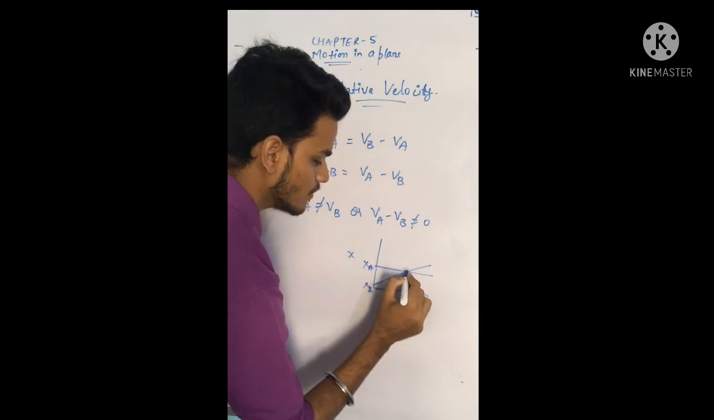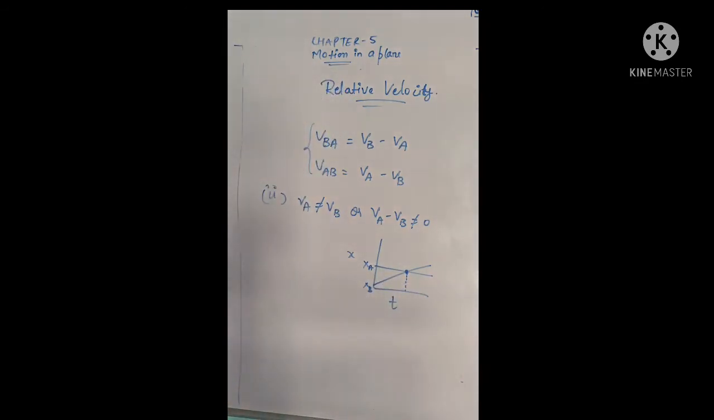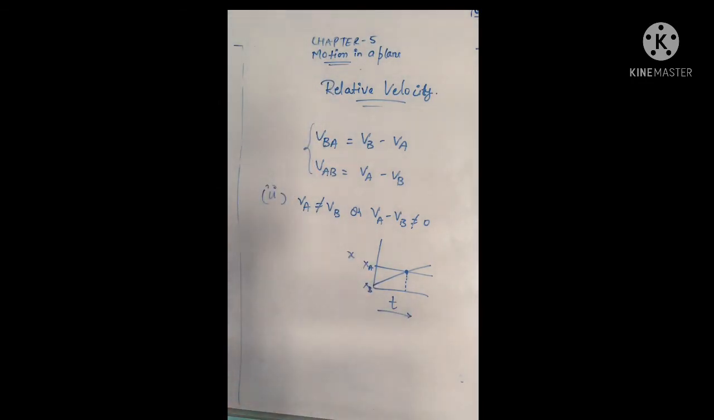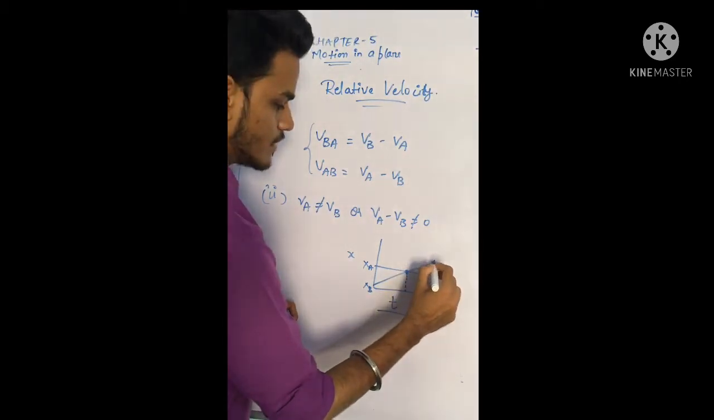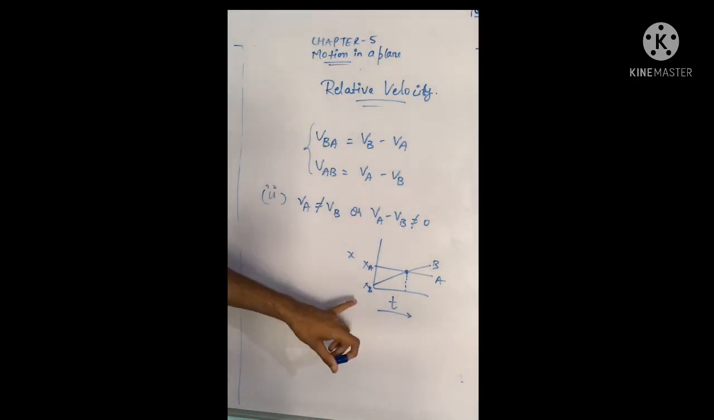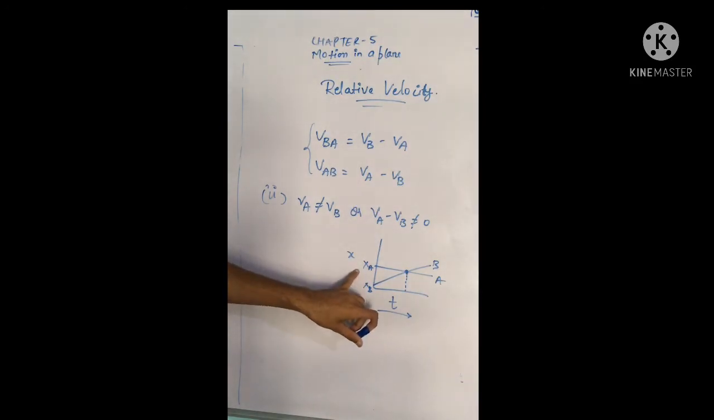Means they both will meet at a point. Why will they both meet at a point? Because they are not parallel. If they are not parallel, they have to meet at a common point. Like this is B and this is A. This is the motion of object B, and this is the motion of object A.